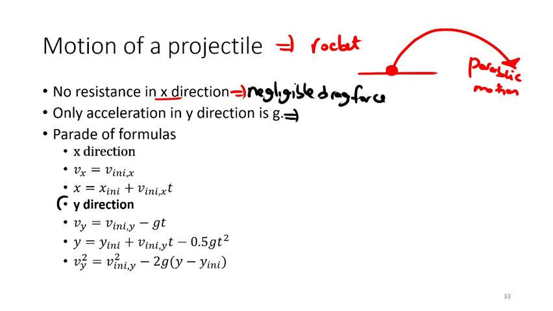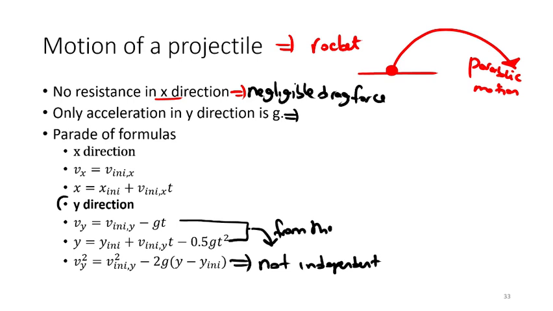In the y direction, we have the y velocity minus the gravitational acceleration times time, and then the position, and then we have the change of velocity with respect to the initial velocity. But this third one is not independent. Actually, you can get the third one by combining these two equations. Okay, these are the equations that we are going to use.